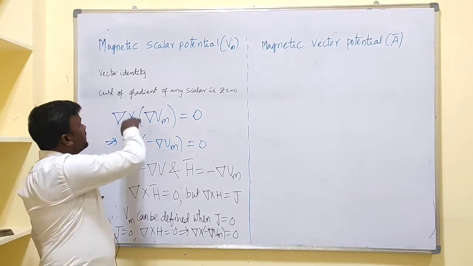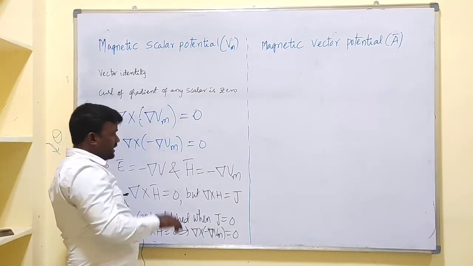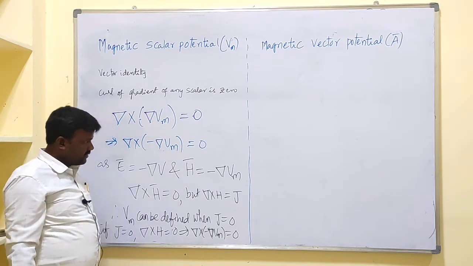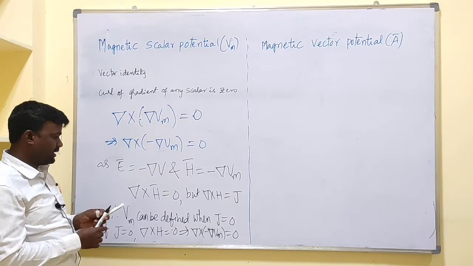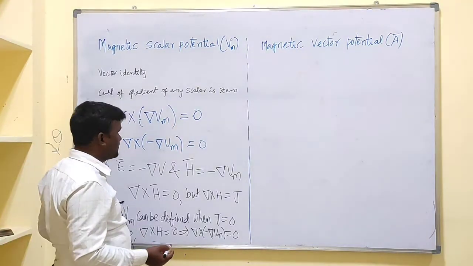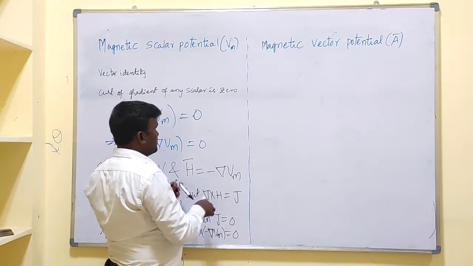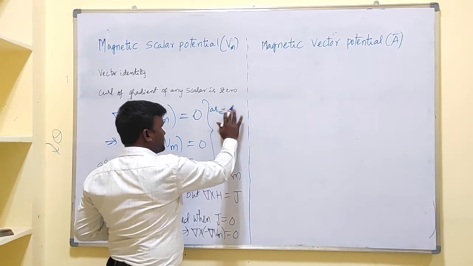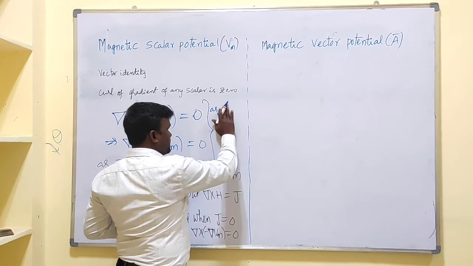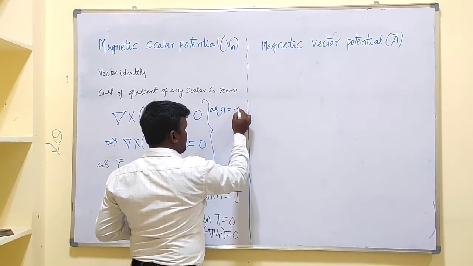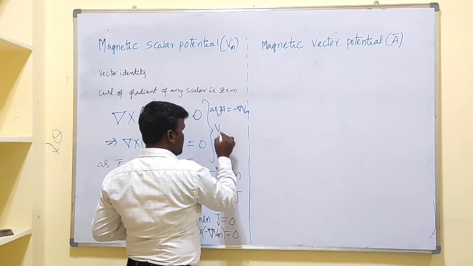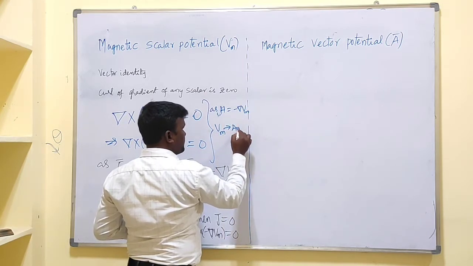Okay, this is about the magnetic scalar potential. And what about the unit of Vm? Del Vm equals H, so what is the unit of Vm? As H equals minus del Vm, the unit of Vm is measured in terms of amperes.